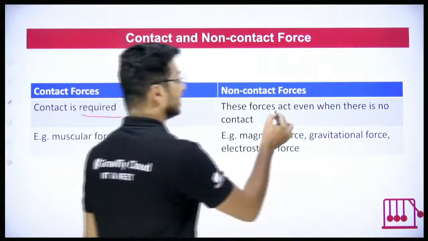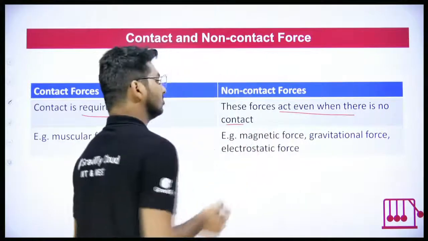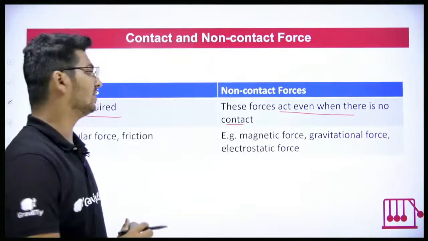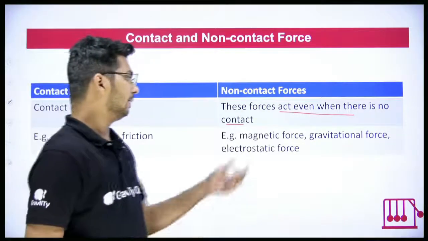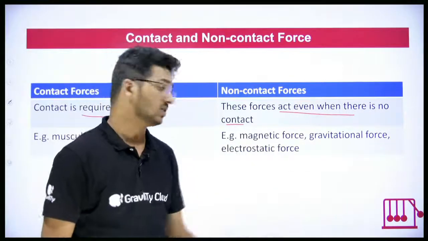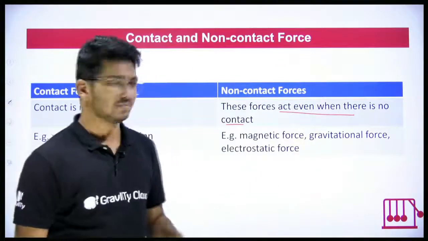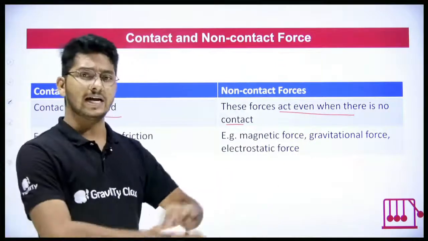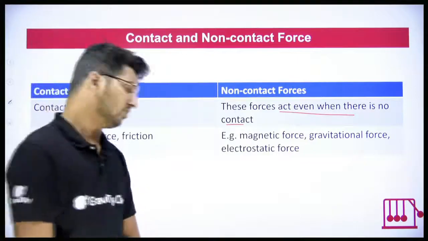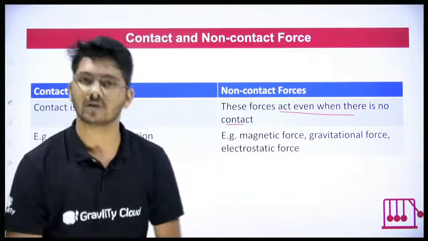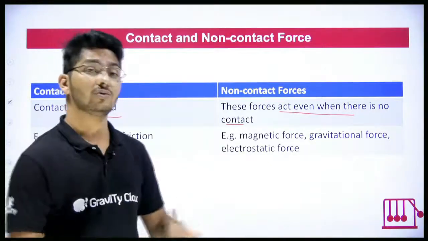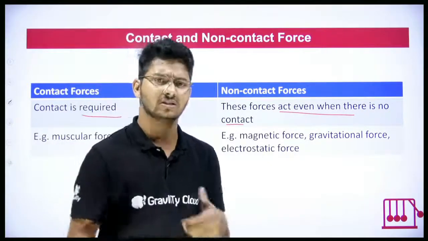Those are the forces that act even when there is no contact, even when two objects are not touching each other. Example, magnetic force, gravitational force, electrostatic force. Magnetic force, we have a good idea. Gravitational force also, we have a basic understanding. What is electrostatic? We will learn about that. Okay, so let's go into each and every force, individual forces, one by one.